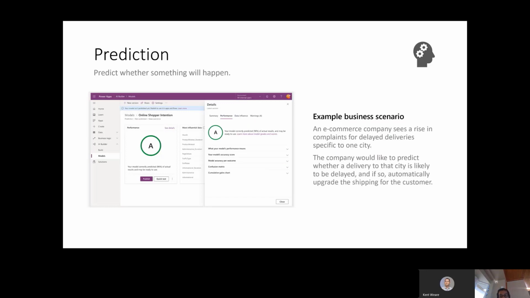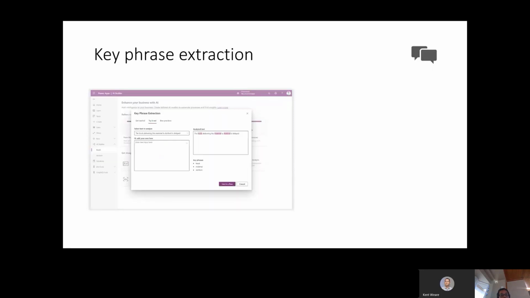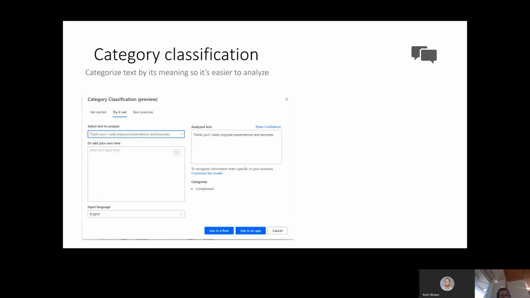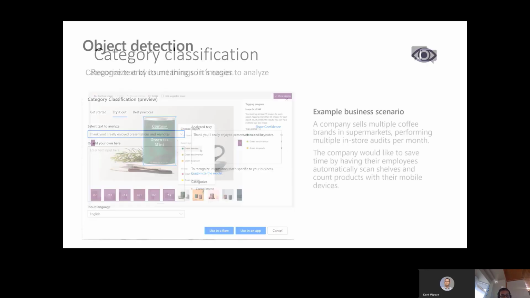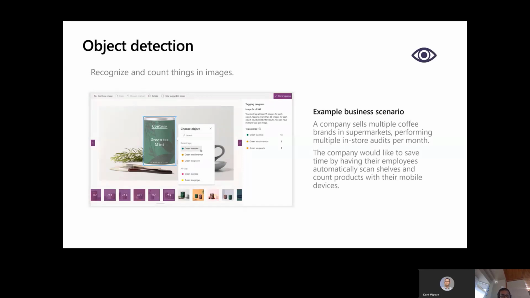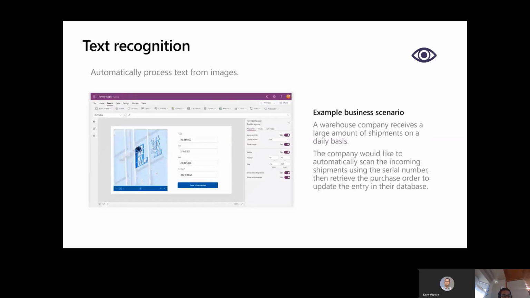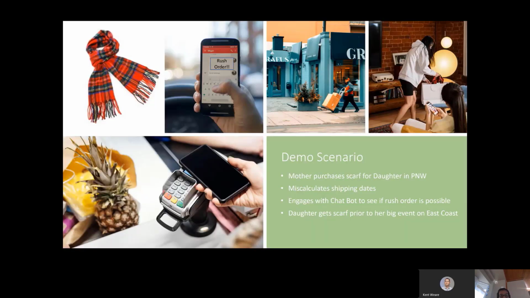And besides forms processing, we have lots of different scenarios, and I'm just going to quickly run through it so you get a flavor of it. We have prediction, key phrase extraction, sentiment analysis to analyze the text. You can do category classification for document classification, object detection, where you can recognize and count things in images, text recognition, which is given an image, it's going to retrieve all the text from that image. So these are the variety of scenarios that we have with AI Builder that you can build easily without having any knowledge of data science. Kent, over to you.